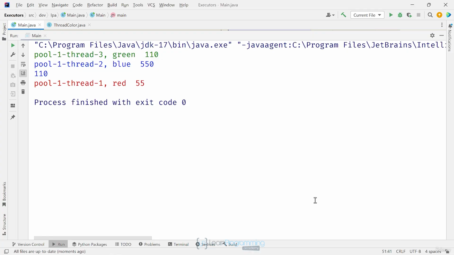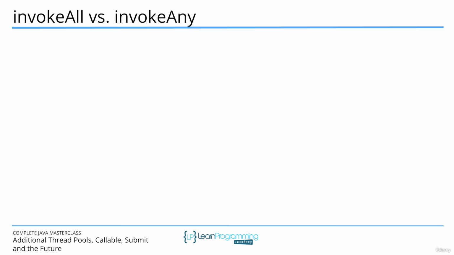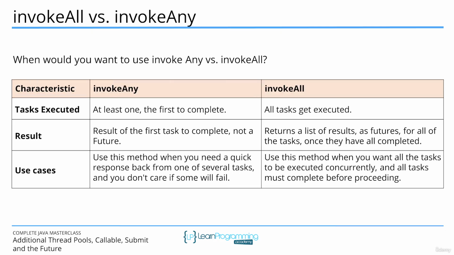Notice I get messages that all threads were run, but results for only one of those, and it appears to be arbitrary. The result we get back is actually the result from the task that completes first. It returns only that one completed task's results. Even though, in our example, we can clearly see all our tasks were executed, this isn't necessarily always the case when you use invokeAny. When would you want to use invokeAny versus invokeAll? For invokeAny, only one task is guaranteed to run, and that's the first one to complete. For invokeAll, all tasks are guaranteed to be executed.